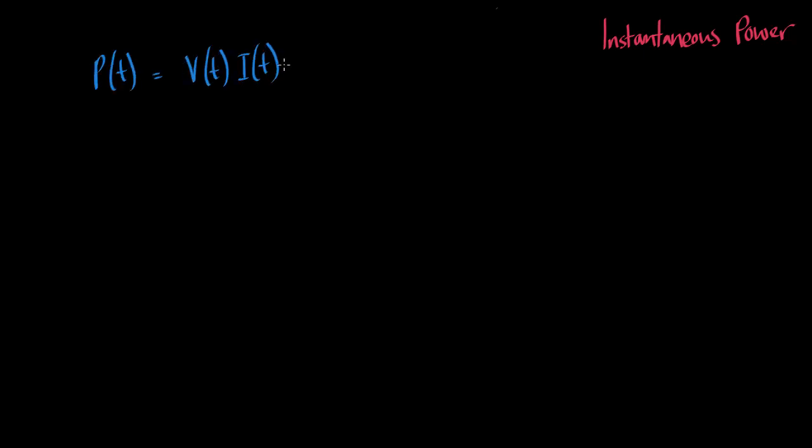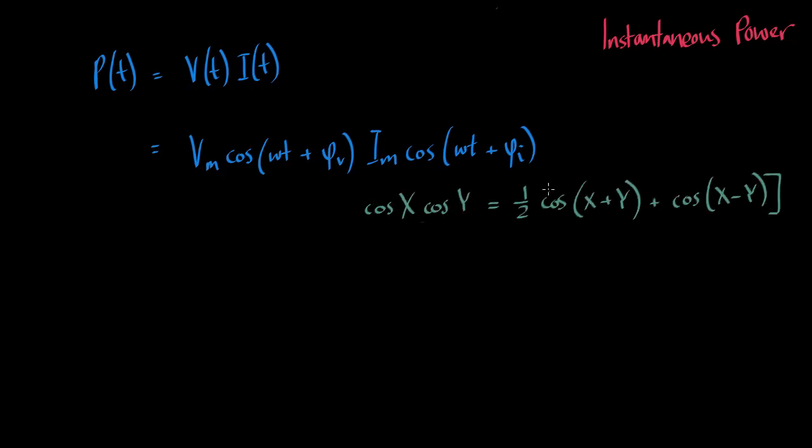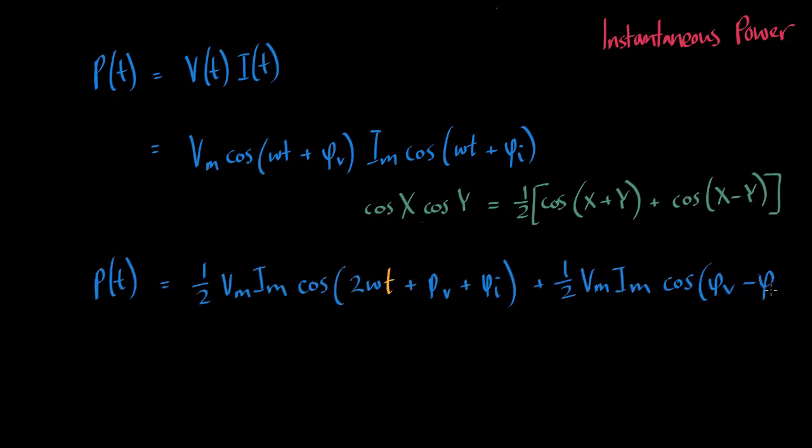Inputting our time-varying functions for voltage and current, and knowing the following rule, we get the following. The important part of this analysis is that the instantaneous power has an oscillating part and a constant part.